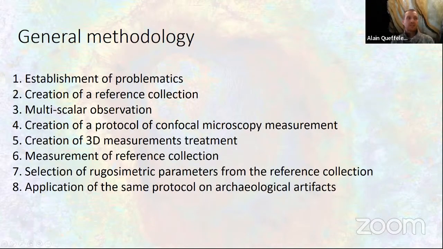The general methodology we use in this kind of study is relatively similar. Of course, we begin by establishing a research question, and sometimes we think that surface texture analysis could be useful in answering this question. It is often necessary, if possible, to create a reference collection, most of the time including natural samples or experimental samples with known origin and diverse surface textures. This collection is observed at different magnifications and is used to test the potential of texture analysis to separate the different regions or experiments. This test involves the measurement protocols with the microscope, but also the treatment of surface measurements in specific software and the choice of rugosimetric parameters. Then, if it seems that our method allows us to distinguish experiments or natural provenance, we apply the same method to the archaeological artifacts.